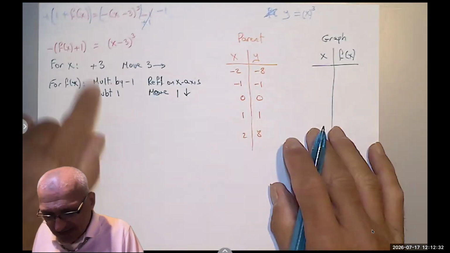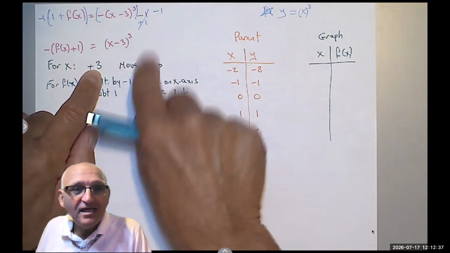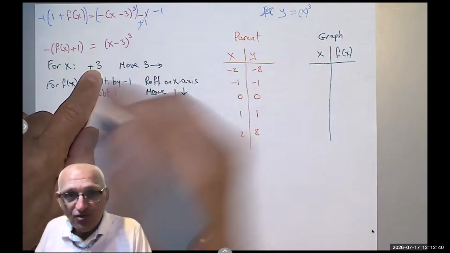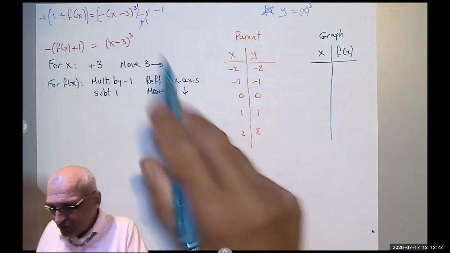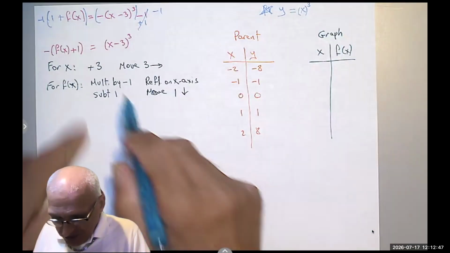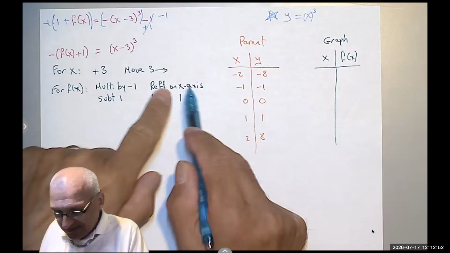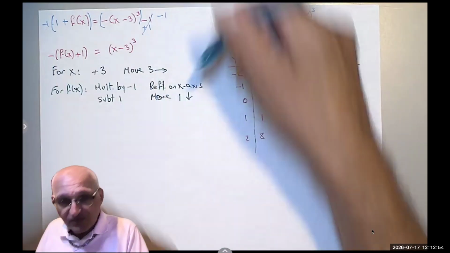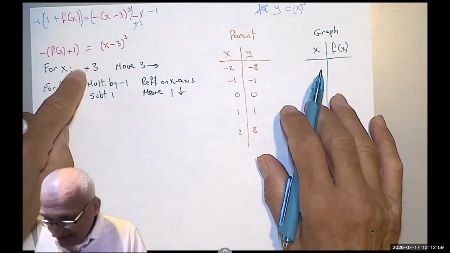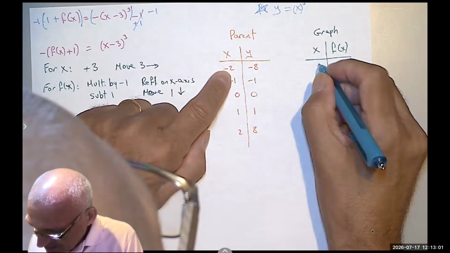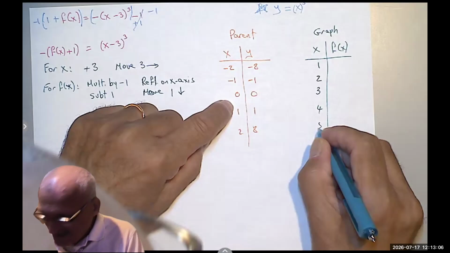What did I do to the x? I simply added 3. This is to explain what happened to the graph. If you are in a test or homework and they ask what happened to the parent function, you would say we moved it 3 units to the right, then we reflected on the x-axis, and then we moved it 1 unit down. But to create the table, I'm going to look at these. For the x, I add 3: −2 plus 3, −1 plus 3, 0 plus 3, 1 plus 3, 2 plus 3.